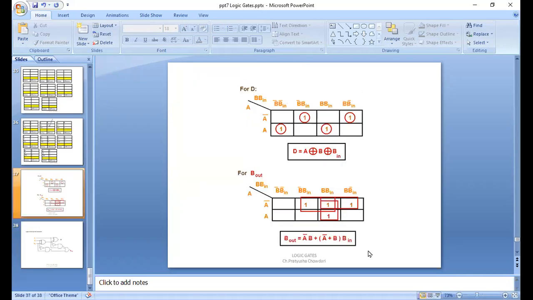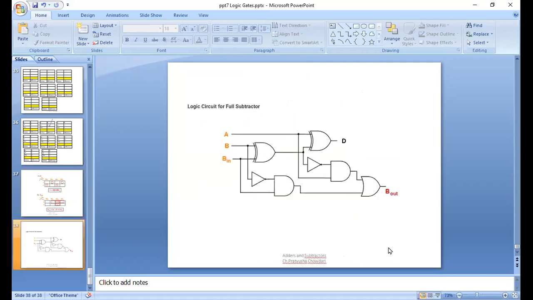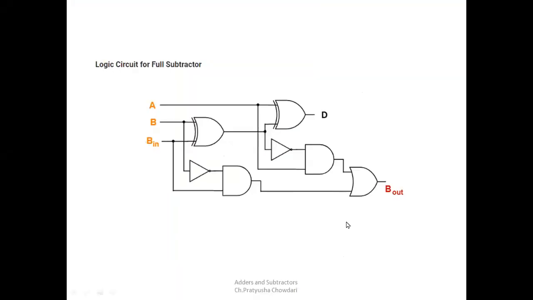When you substitute the truth table in a K-map to get the expressions, difference is equal to A XOR B XOR Bin, and borrow is equal to A bar B plus B into Bin. Or you can also split this as A bar B plus A bar Bin plus B dot Bin. So this is the logic circuit for a full subtractor. I hope you are clear with half adder, full adder, half subtractor and full subtractor. Thank you.